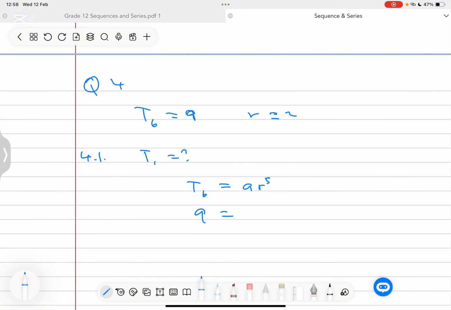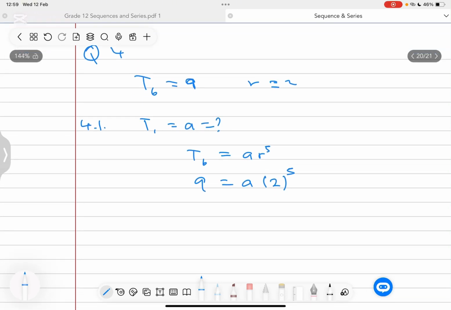And we don't have A, which is what we are actually looking for. We are basically looking for the first term, which is given by A and is an unknown. Now, we know that the common ratio is actually 2, so we have 2 to the power 5 there. And this means that we're going to have 9 is equal to A times, okay, we know that 2 to the power 5 is actually 32. So it means here I'm going to have 32 times A, 32A.